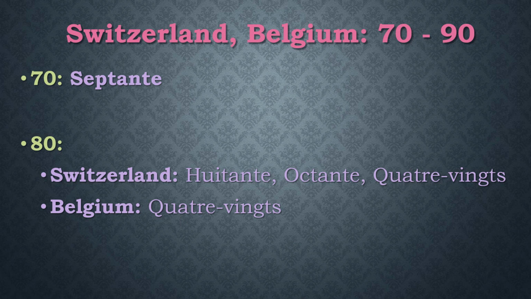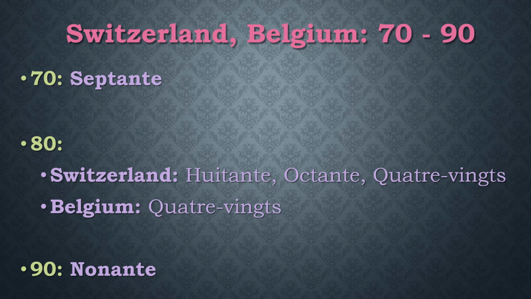depending on the region. So 81 will often be huitante et un. Notice that in this case, with 80, we do include et, unlike in standard French, quatre-vingt-un, with no et. In Belgium, 80 is quatre-vingts, as it is in France. 90 is nonante in Switzerland and Belgium, and 91 is nonante et un. So that's just something to keep in mind if you watch something from these countries or visit these countries.